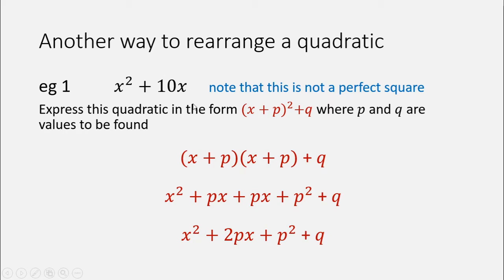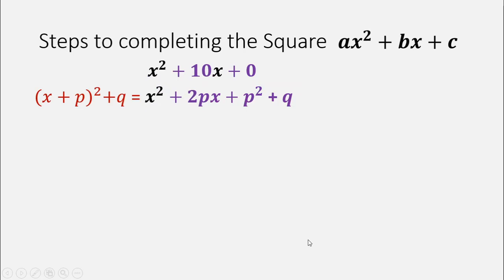However, in this example here, I only have two terms. I've got the x² term, which should be pretty easy to work out. The x term, 10x, should be the same thing as 2px. And my number term is 0, which means that these numbers here will add up to 0. I've used some colors here just to make that a little bit clearer for you. So the 10 is the 2p, and the 0 is the p² + q.